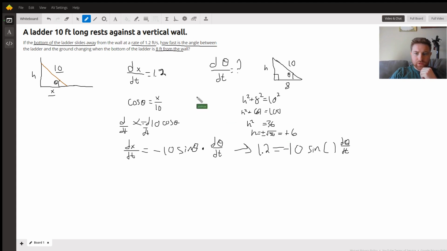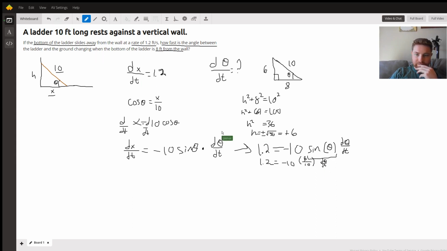Wait a minute. We actually don't need the angle. We know what sine of theta is in this case. Sine is the opposite over the hypotenuse. Remember, we said this is going to be 6. So sine is going to be 6 divided by 10. So right here we have 1.2 equals negative 10, and then sine, remember, is 6 divided by 10, times d theta/dt.